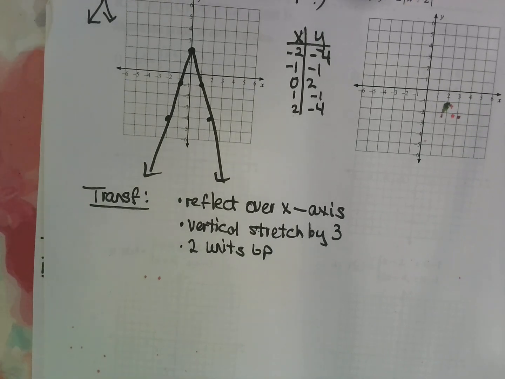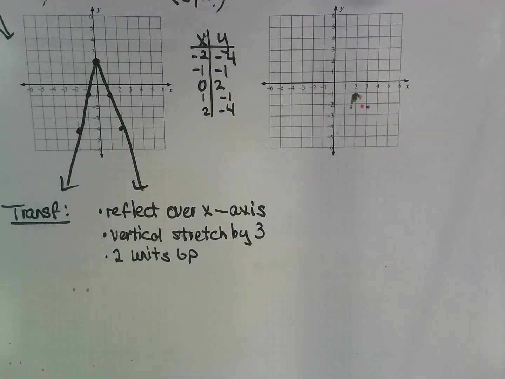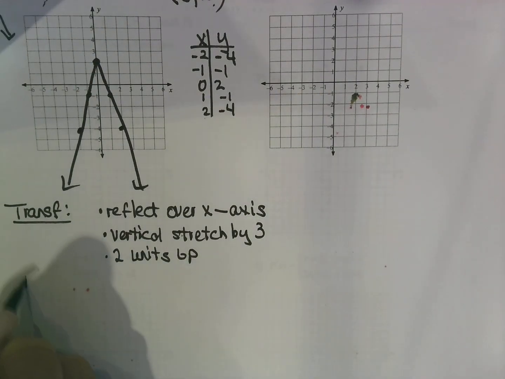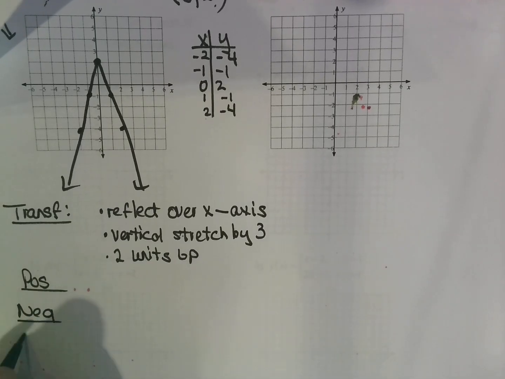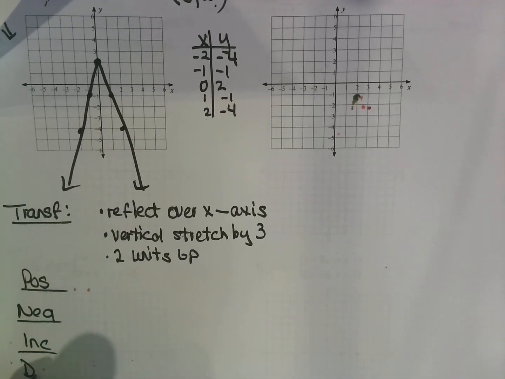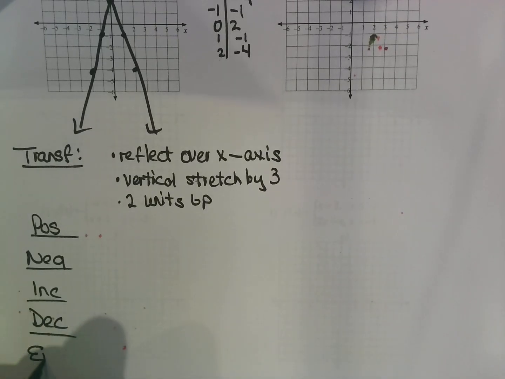Just double check to make sure I'm answering. Give me just a second, guys. I want to make sure I'm answering all the questions. So we had then positive, negative, increasing, decreasing, and end behavior.